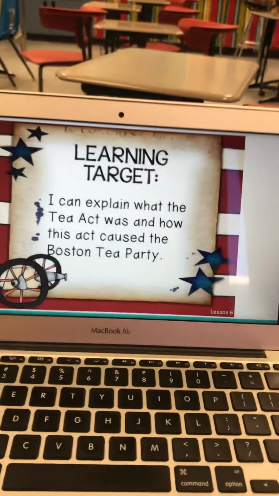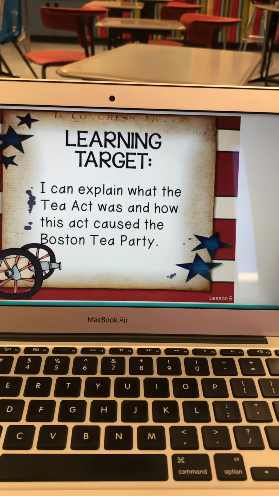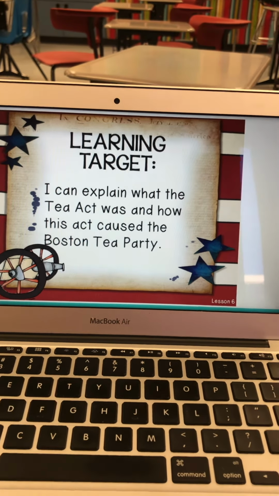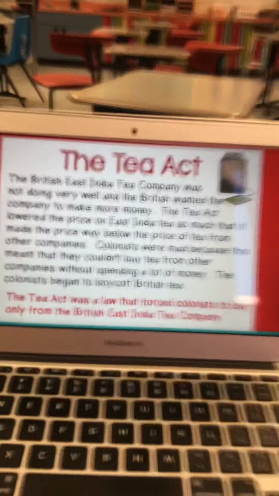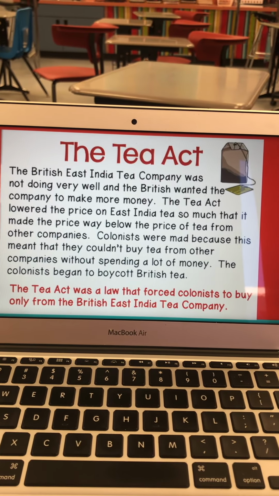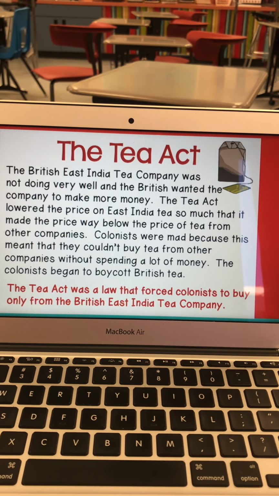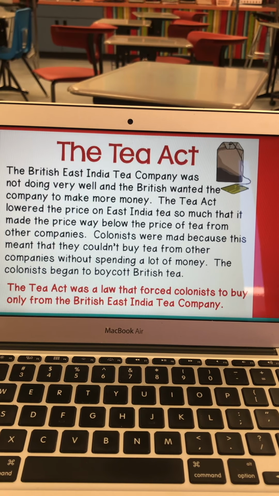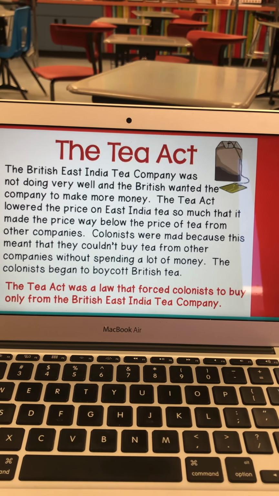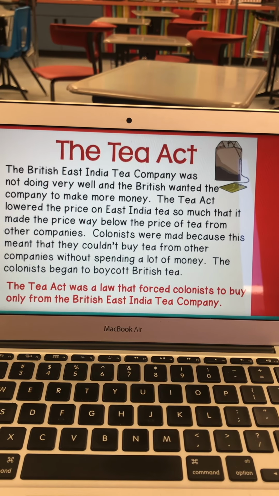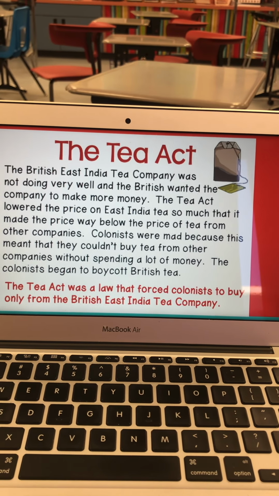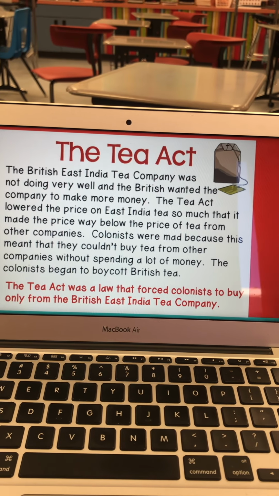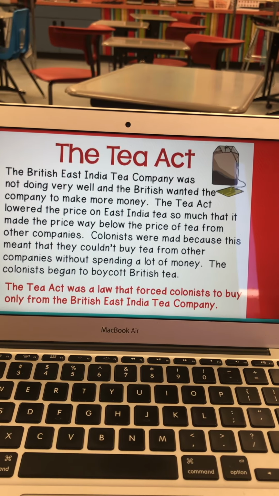Okay, so today the learning target is I can explain what the Tea Act was and how this act caused the Boston Tea Party. The British East India Tea Company was not doing very well, and the British wanted the company to make more money. The Tea Act lowered the price on East India tea so much that it made the price way below the price of tea from other companies. Colonists were mad because this meant that they couldn't buy tea from other companies without spending a lot of money.